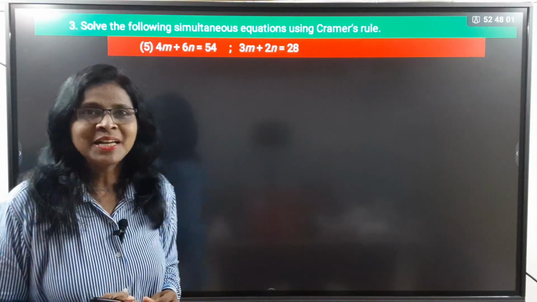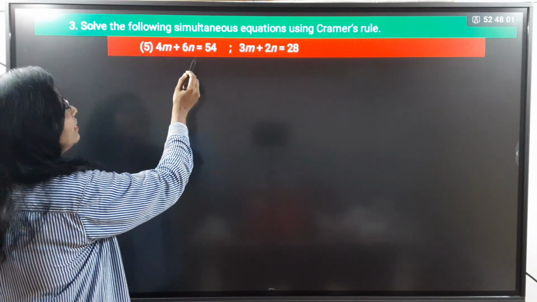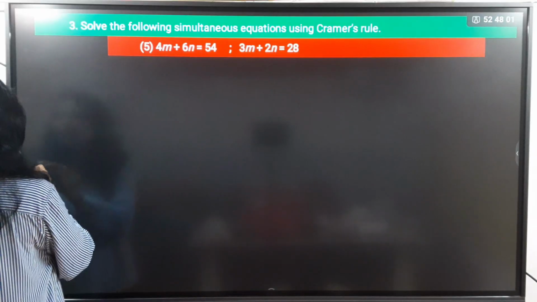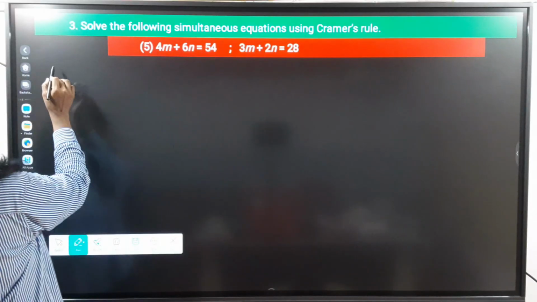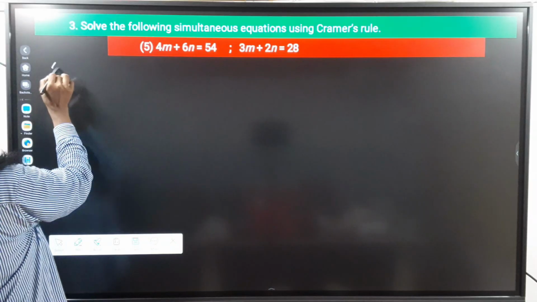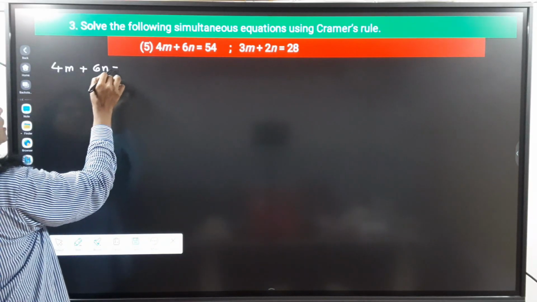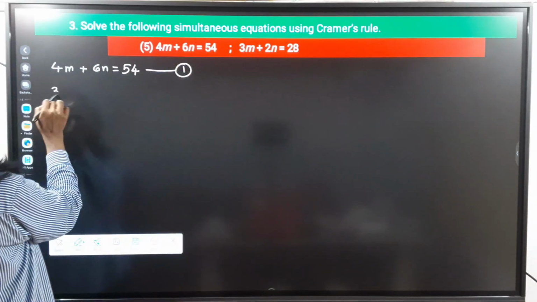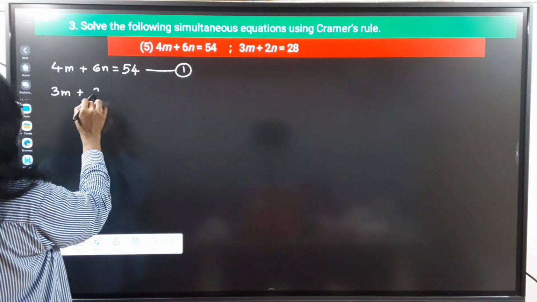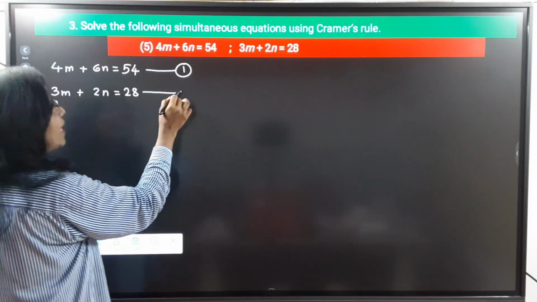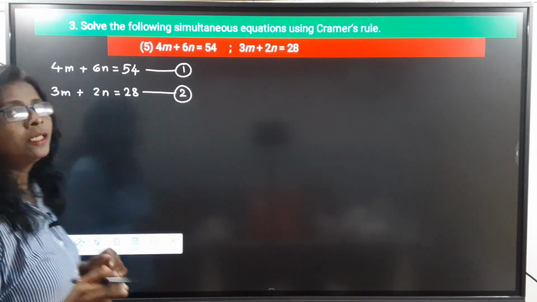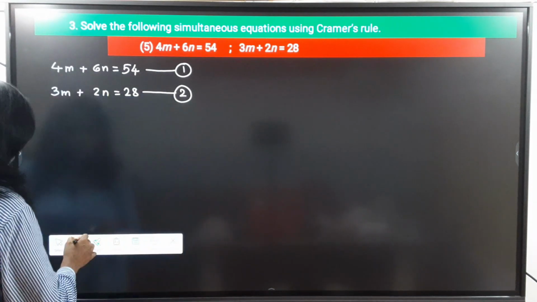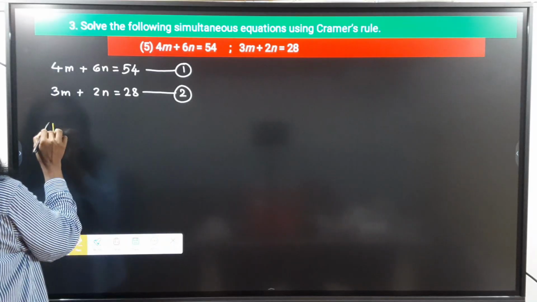Okay. Next example, students: 4m plus 6n is equal to 54 and 3m plus 2n is equal to 28. Here, students, first we arrange the equations one by one. First I write down equation one: 4m plus 6n is equal to 54. Then the second, 3m plus 2n is equal to 28. Then we arrange D, then D of x, and then D of y. So let us first do the arrangement of D.